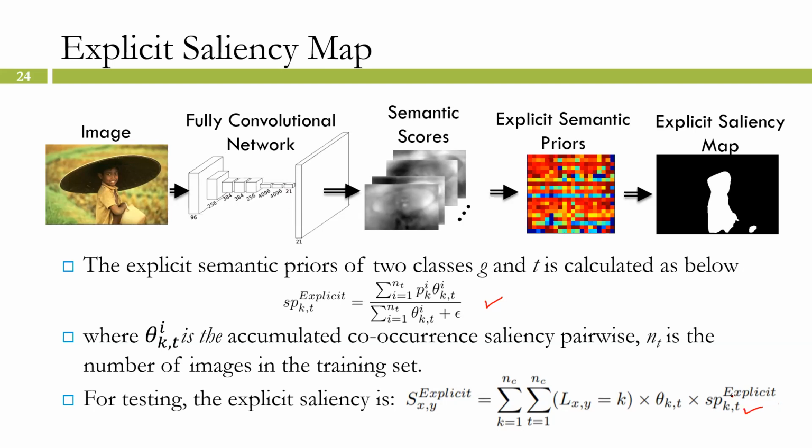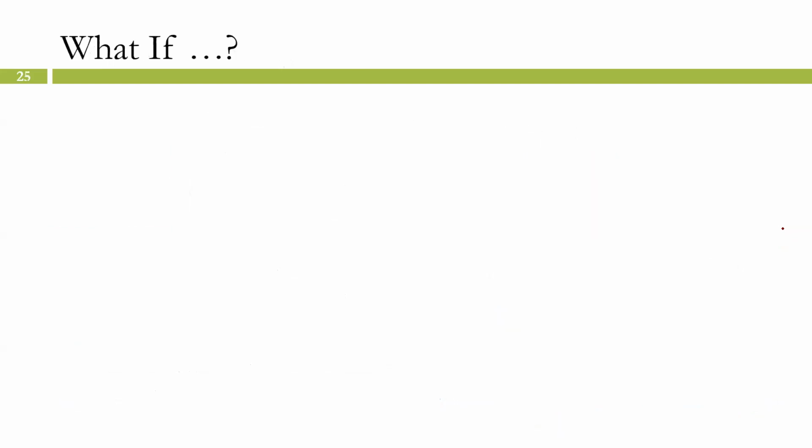And then for the testing phase, we compute the explicit saliency by extracting the similarity score, and we also multiply it with the data that we gained when we trained on the training data to obtain the explicit saliency map. I show you here in the slide. So we have the explicit saliency map. That means the input is the image of the boy, and the output is the pixels belonging to the person class.